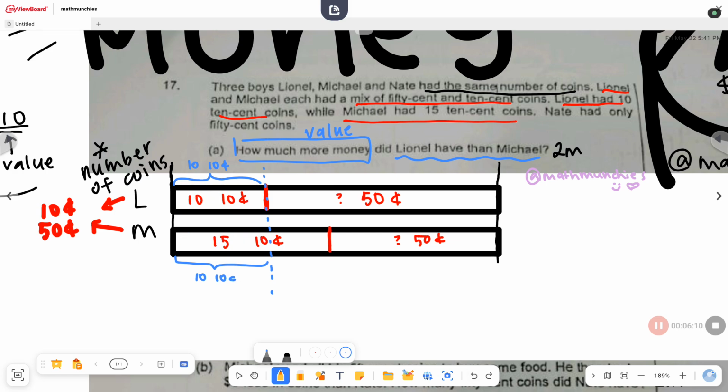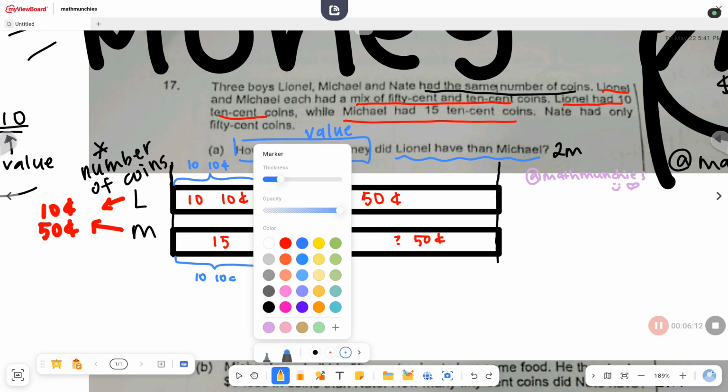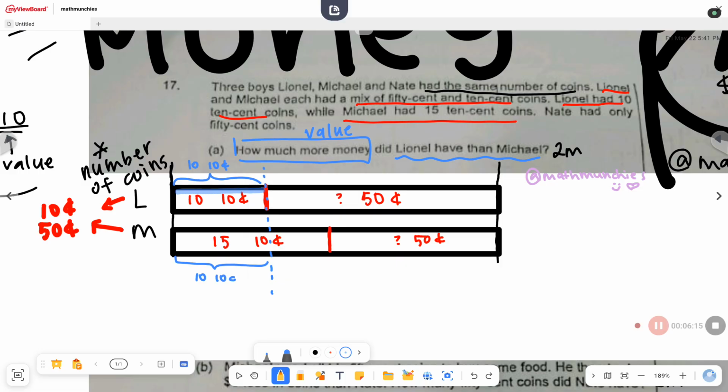So let me highlight in blue. I know that this right here is 10 cent coins, which means it's also 10. And this right here is also 10 cent coins. Right now, guys, can you see this whole red one here? From here to here is 15, right? So if I know that here is 10 cent coins, that means that from here to here will be 5 cent coins. Clear so far?